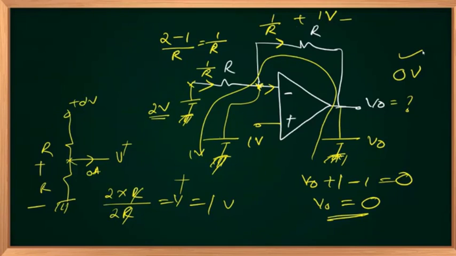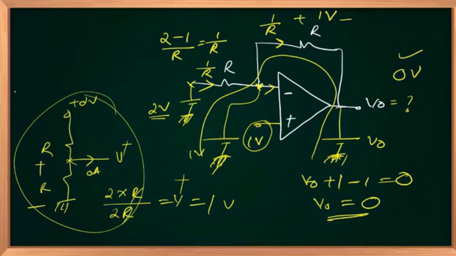I have identified V plus as 1 volt based on the voltage division rule. That V plus should appear at V minus because of negative feedback, right? So I have marked it with the voltage source. Then I went for a jump around this and I got 0. Is that clear? Any issues? Everybody got 0? Or any confusion, any issues?